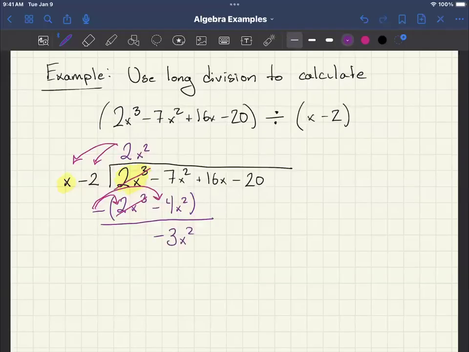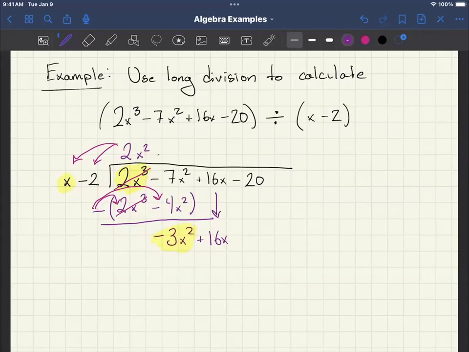Now, we drop down the next term. And you only want to drop down one term at a time. In particular, notice our divisor has 2 terms in it, so that's why we're only looking at dropping down one term at a time. And again, we ask ourselves, what do we multiply x by to get that first term down there, that negative 3x squared?